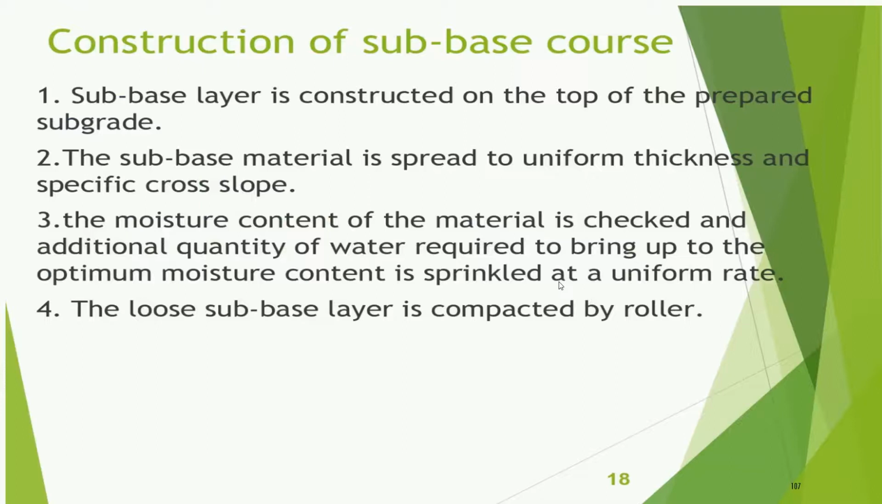What are the various points which come under the sub-base course? The sub-base layer is constructed on top of the prepared subgrade. The sub-base material is spread to uniform thickness and specific cross slope. The moisture content of the material is checked and the additional quantity of water required to bring it up to the optimum moisture content is sprinkled at a uniform rate. The loose sub-base layer is then compacted. So every layer which we construct should be compacted. Without compaction, we will not get the strength of the sub-base course or any other courses.